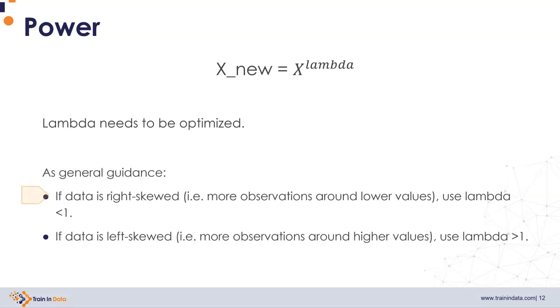And as a general guidance, if the data is right skewed, so if the observations accumulate at the lower values of the variable, we would use lambdas smaller than 1. But if the data is left skewed, this means if the observations accumulate around higher values of the variable, we would normally use lambdas greater than 1. So in practice, we normally don't do power transformations because, as we will see in the next video, the Box-Cox transformation automates the search of the lambda for us. So let's move on to the Box-Cox transformation.